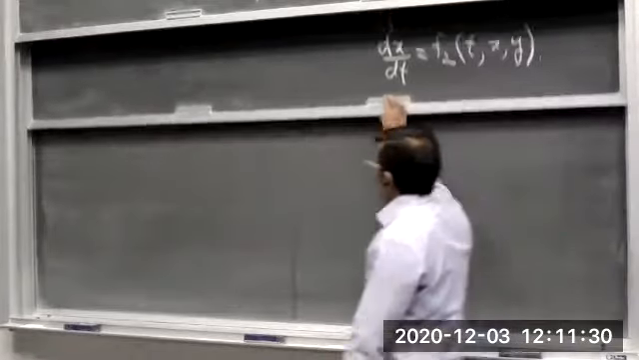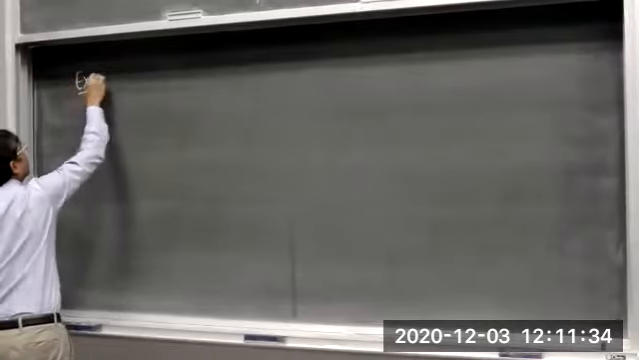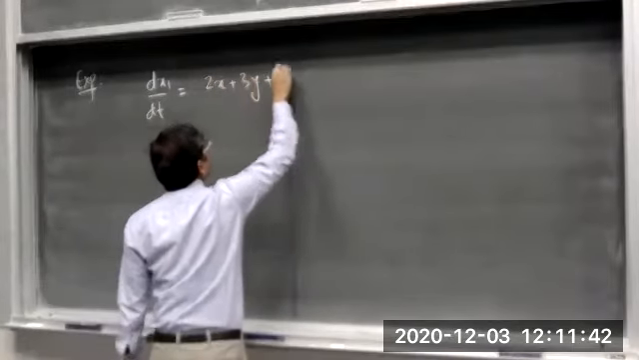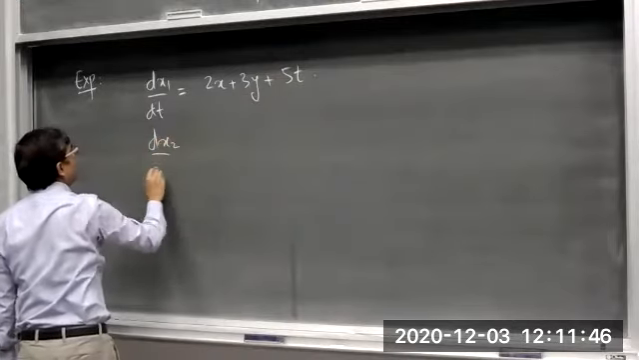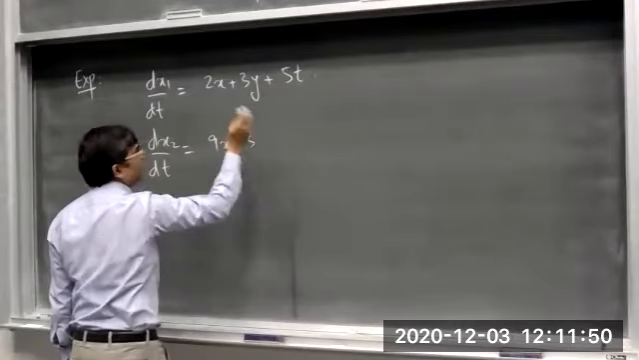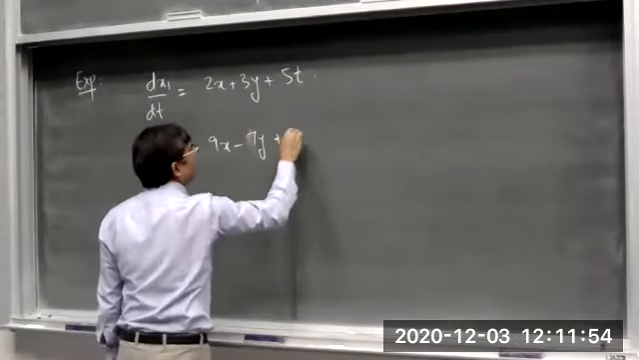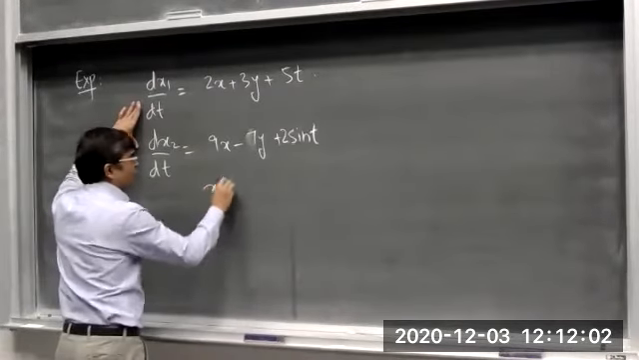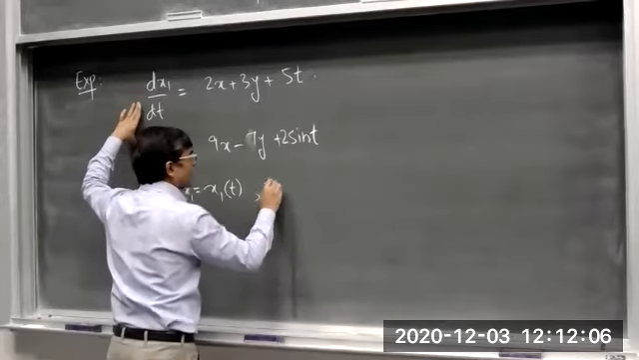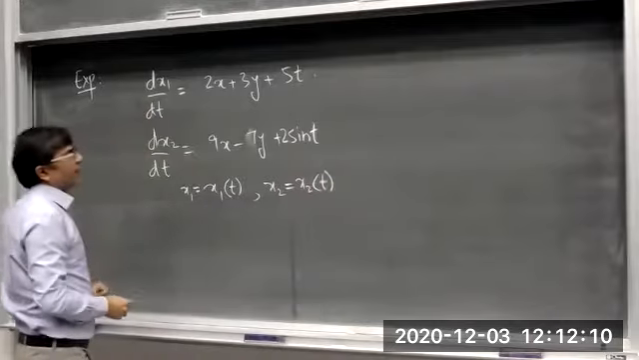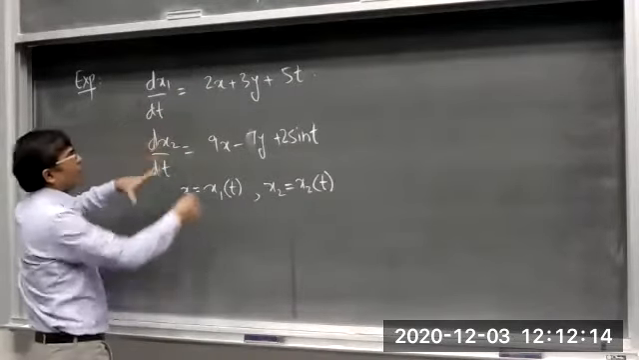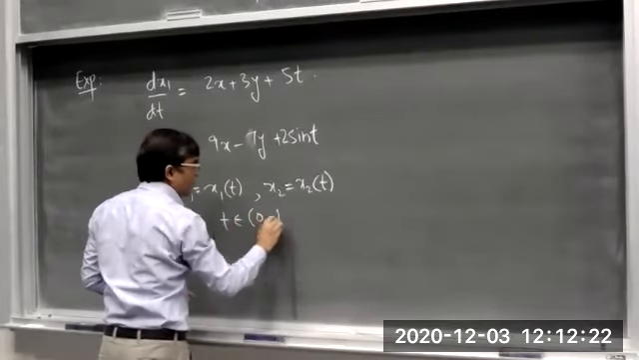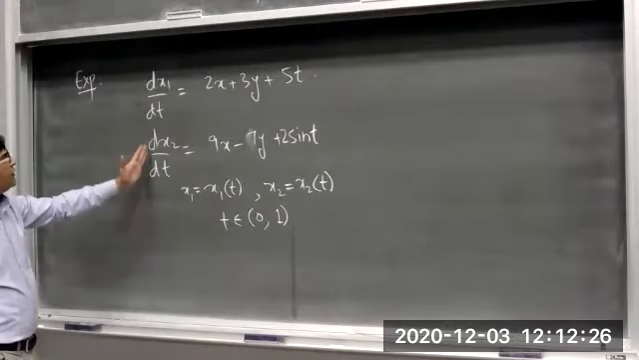For example, we write here a system: dx1 by dt is equal to 2x plus 3y plus 5t, and dx2 by dt is equal to 9x minus 7y plus sine of t. Now in this system, I assume that x1 is a dependent variable and x2 is a dependent variable, and they depend on t, where t is the independent variable. We assume that t belongs to maybe 0 to 1 or 0 to infinity or anything. So this is your system of first order ODEs.